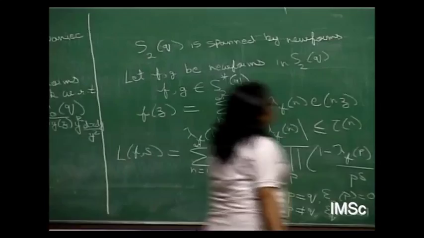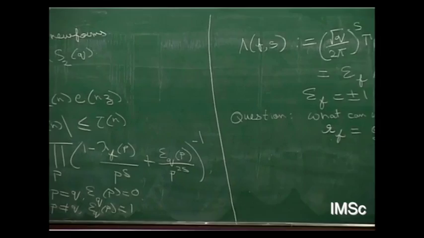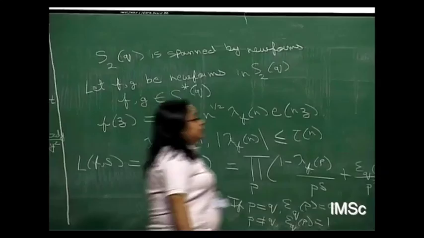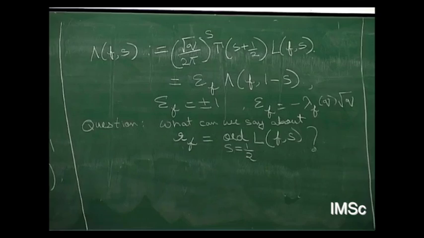Since everyone has been quoting results of Professor Murty, I will also do that. It is expected that if your f is an odd form, this order is at most 1. In other words, the derivative does not vanish at s equal to half. And if f is an even form, then the order is expected to be just 0. In other words, your function does not vanish.